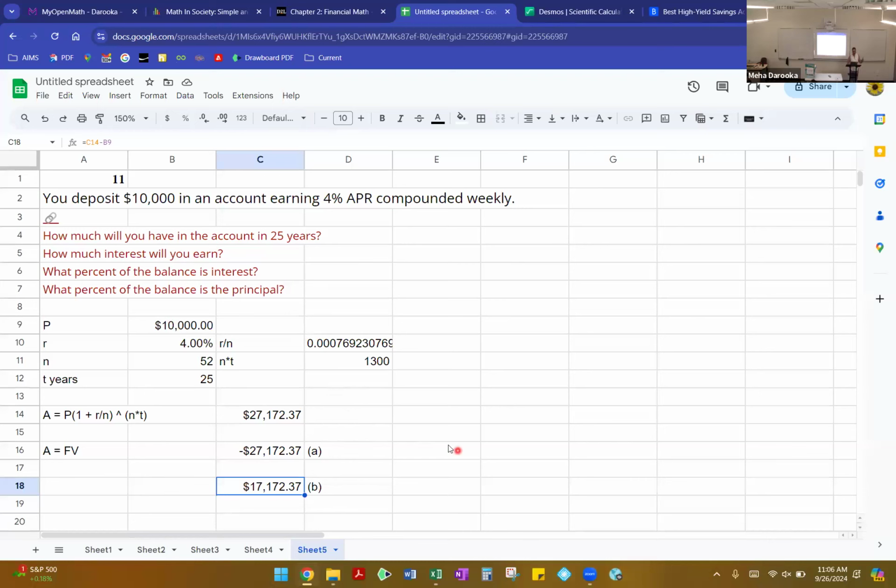Part C and D is now getting into the percentage side of it. So let's talk about that. Part C is talking about what percent of the balance is interest. So what would you do to calculate this percentage? What percent of the balance is the interest? We already did this math before. What is it, people?